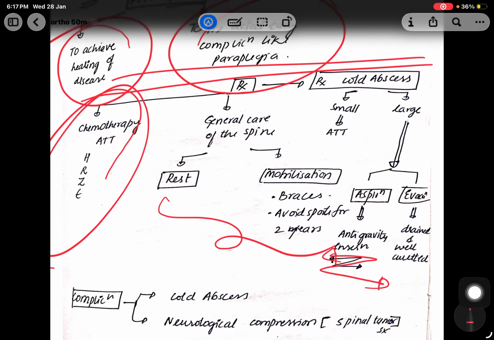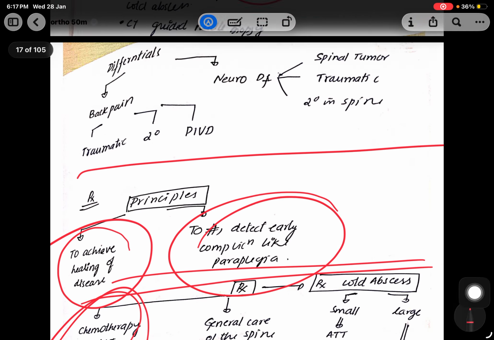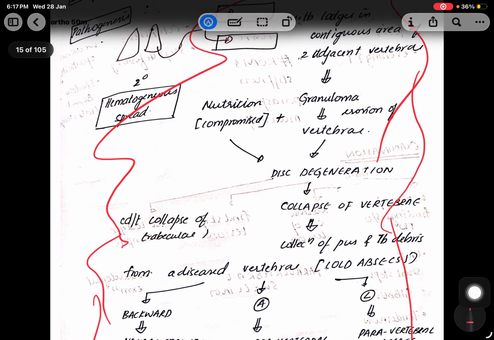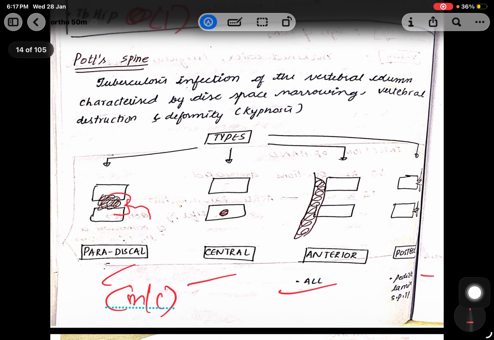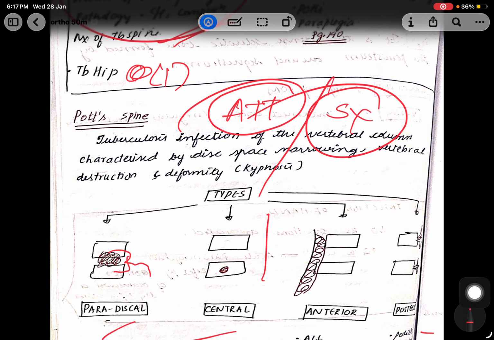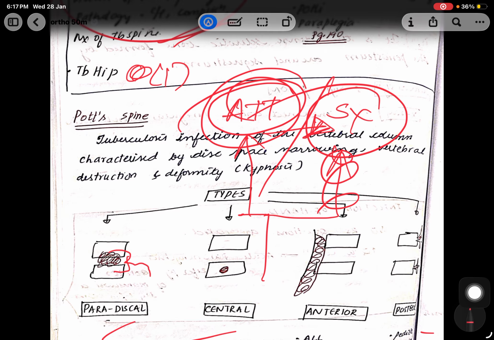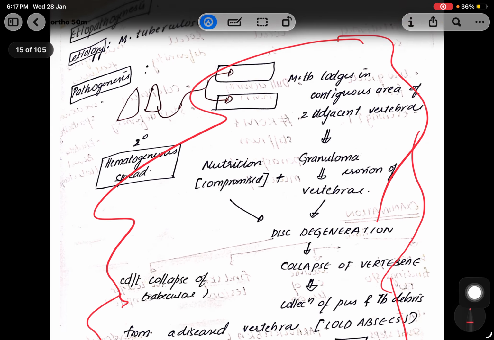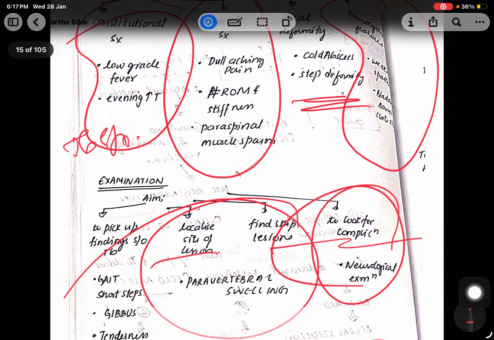Okay. So one important thing about the Indian contribution to Pott's spine is that we didn't know whether a person has to be just given ATT, or whether it has to be surgically taken up. So we entered a different phase where we started with this, then we assessed the prognosis, then we started going for surgical indication if any. So just an idea on the history part, I just wanted to mention.